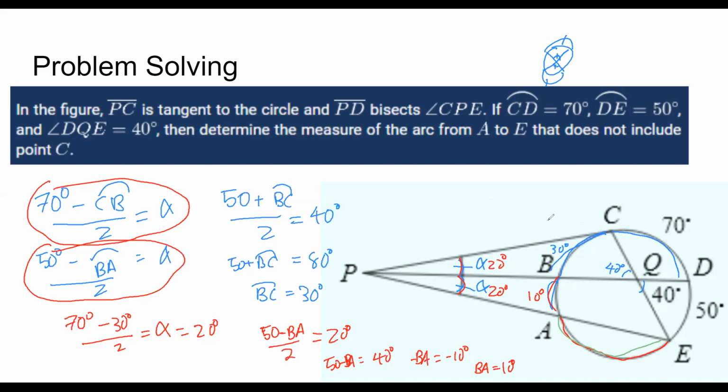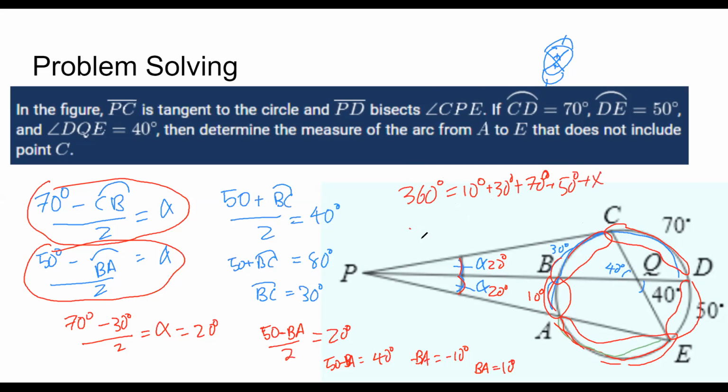Basically, remember that each circle has 360 degrees. So you notice we know this, we know this, we know this, we know this. We know all of these and we're trying to find the last part. So we just say 360 degrees is 10 degrees plus 30 degrees plus 70 degrees plus 50 degrees. Then you have to subtract all of that from 360? Yeah. So x is equal to 360 minus, if you add this up, you'll get 160. So x is 200 degrees. And that is our answer here.